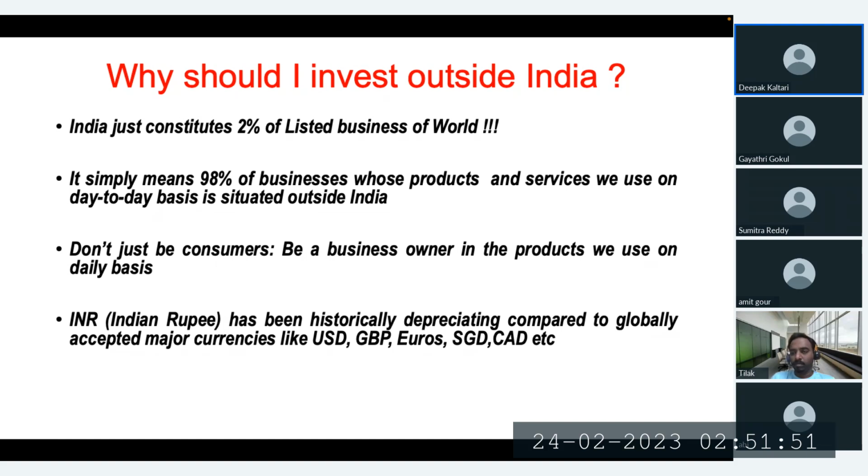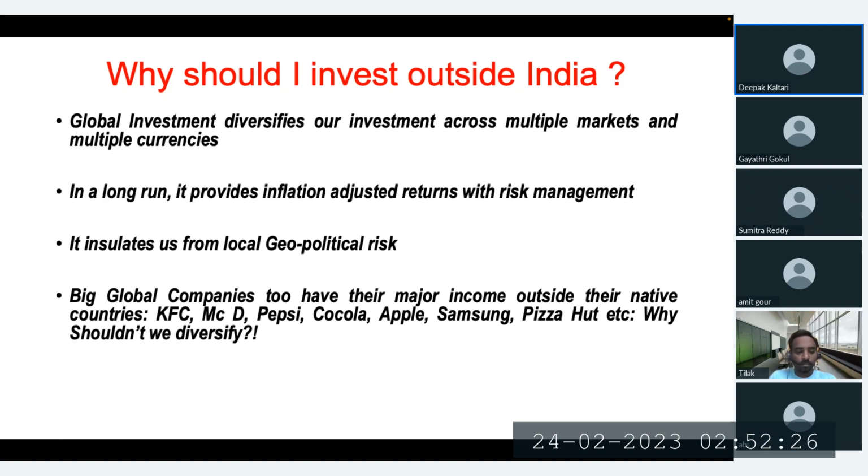And also we are aware that historically, the Indian rupee depreciates compared to any globally accepted currencies like United States dollars, British pounds, euros, Singapore dollars, or Canadian dollars. So by investing across the globe, we are also diversifying into multiple currencies and their markets. One market may perform well, the other market may underperform. None of us can predict for sure which market is going to perform to what level. So diversification is the key. Global investment diversifies our investment across multiple markets and multiple currencies. And in the long run, it provides inflation-adjusted returns with risk management. It also insulates us from the local geopolitical risk factors which may happen.